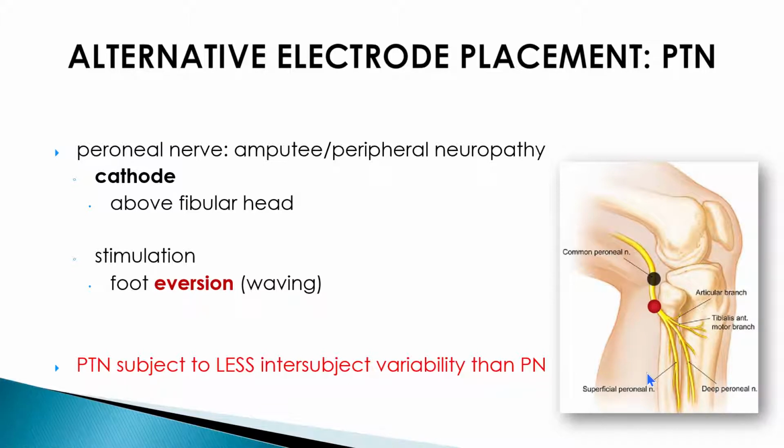The posterior tibial nerve is best to try to do an SSEP first. If you can't do that, you can do the peroneal nerve. However, there's less intersubject variability in the posterior tibial nerve. There's a lot more leg movement in the peroneal nerve as well. So if you have to use the peroneal nerve, make sure you tell the surgeon that they may experience some leg movement and have them let you know if you need to turn the stimulus down.